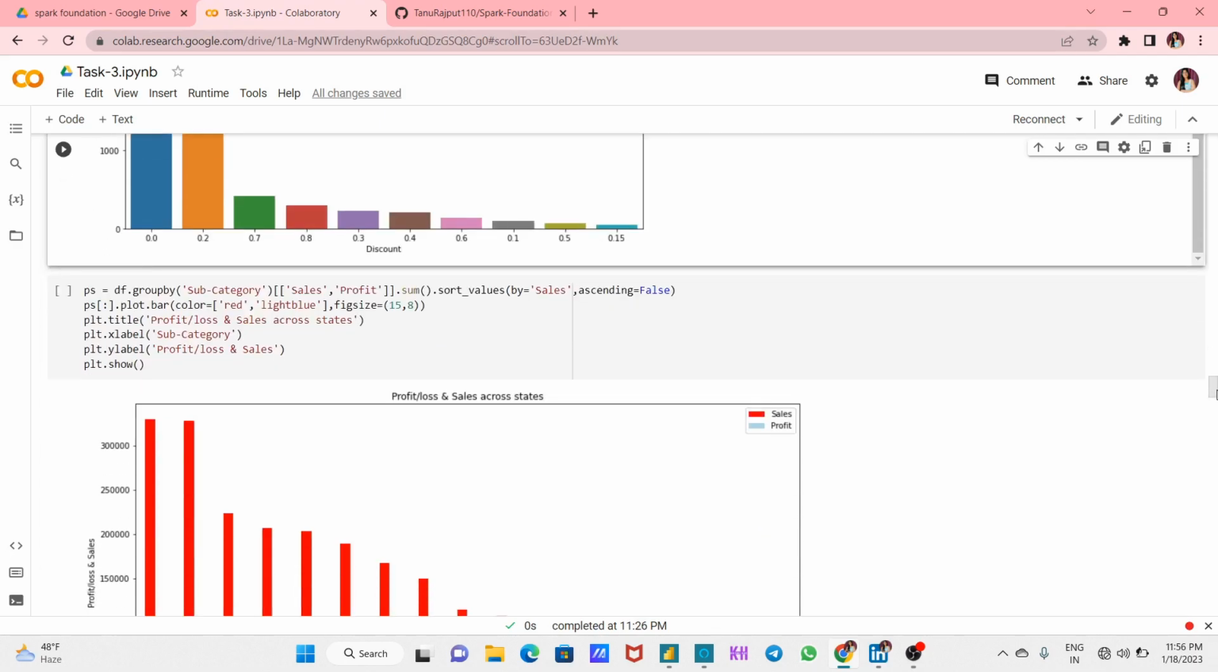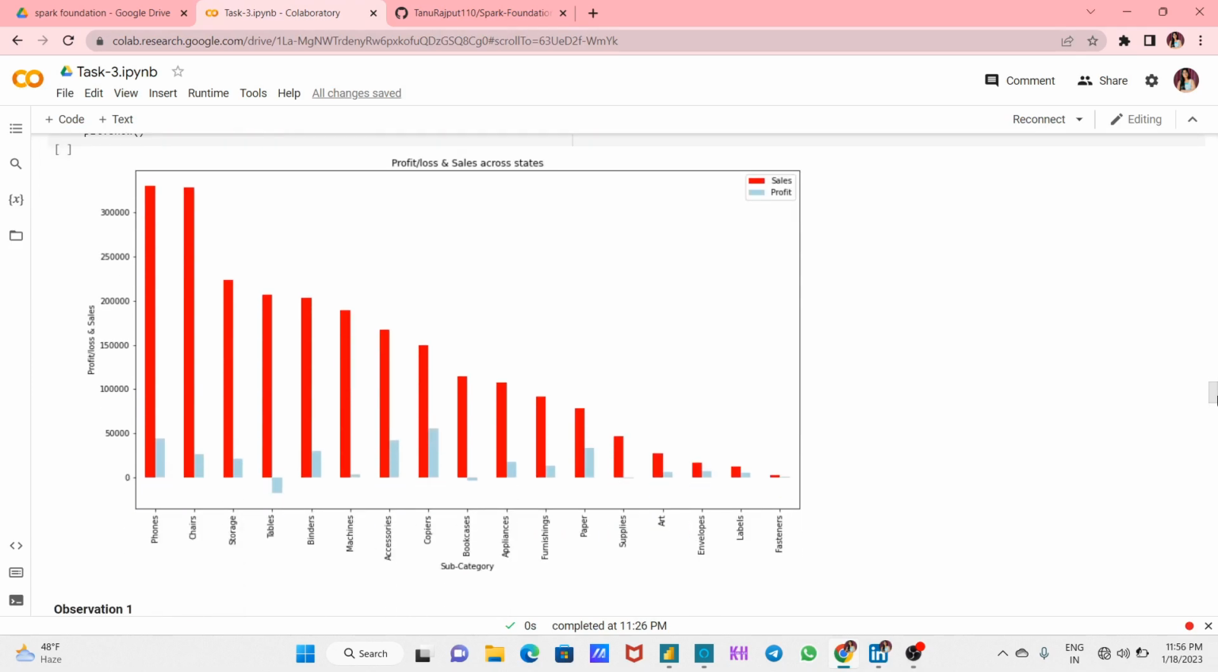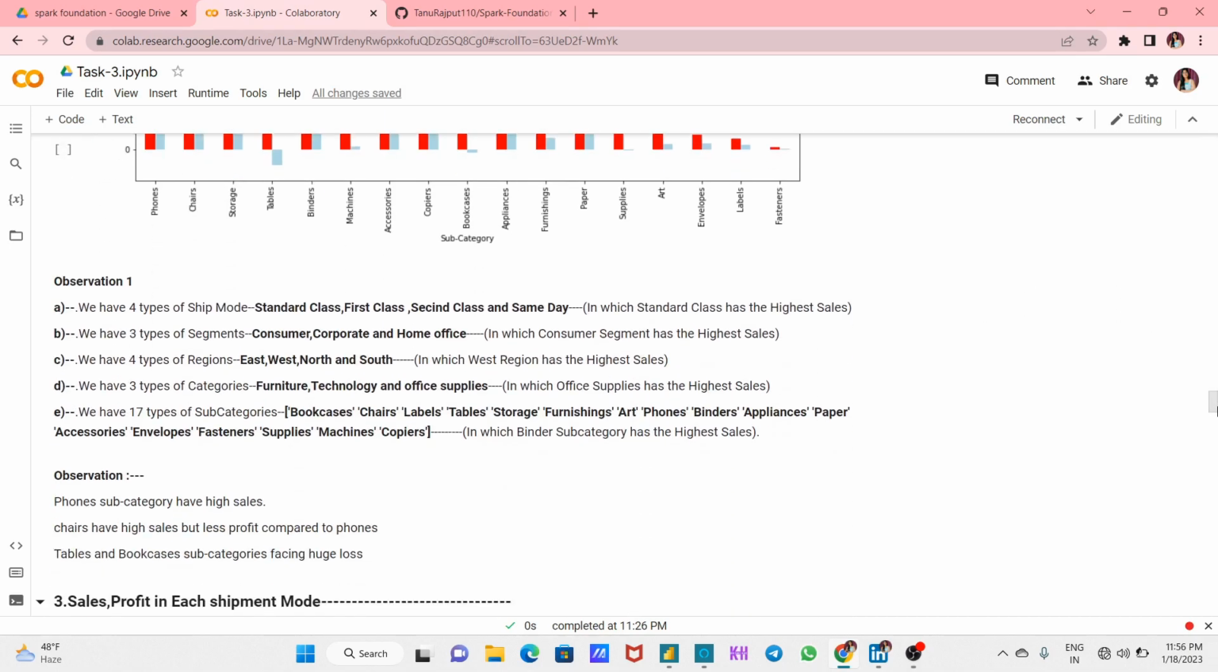So it's time to see the sales, profit and loss with respect to the subcategory. Here with this bar chart we can clearly see that we have higher sales for phones and chairs, but we have loss for tables with respect to phones and chairs. And here we can observe that the phones subcategory has high sales, chairs have high sales but less profit compared to phones, and tables and bookcases subcategories are facing huge loss. So here is the observation from that graph.